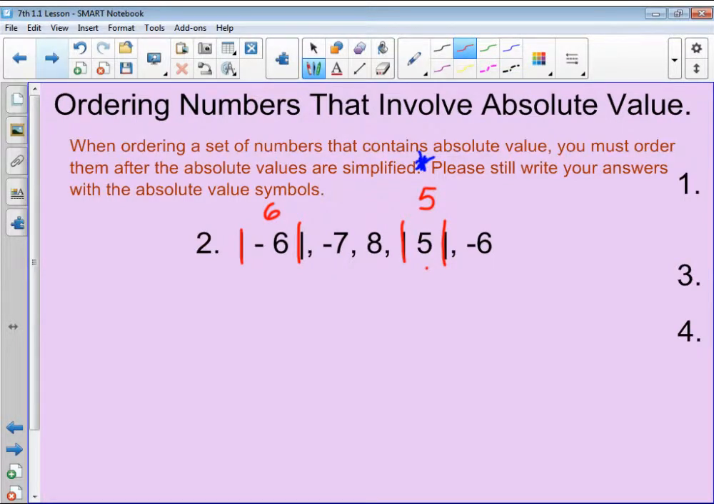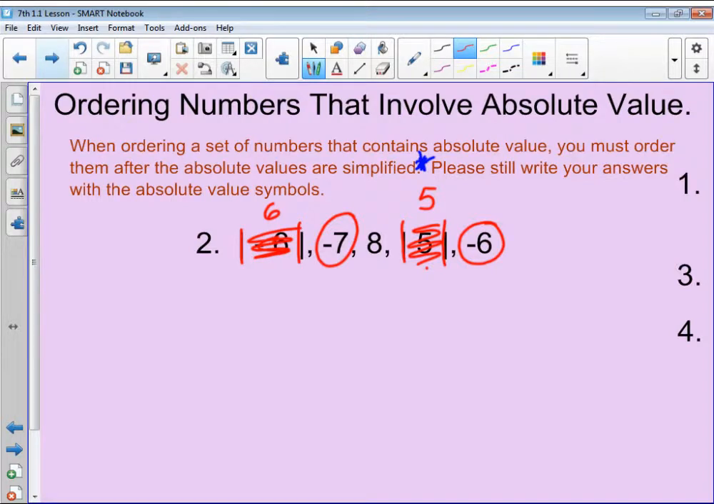Okay, so now I'm done looking at this for now. I'm going to leave it there so it just reminds me I need to do the absolute value. Now I'm comparing. It looks like I've got these two that are negative. Those negatives always trip me up. So, negatives.